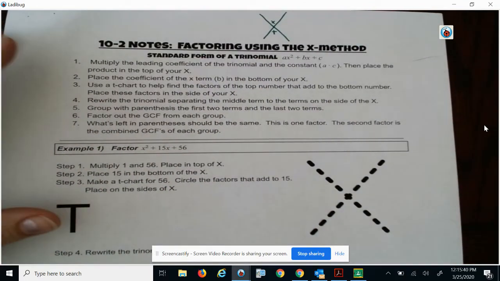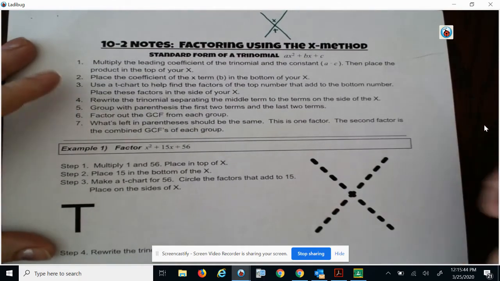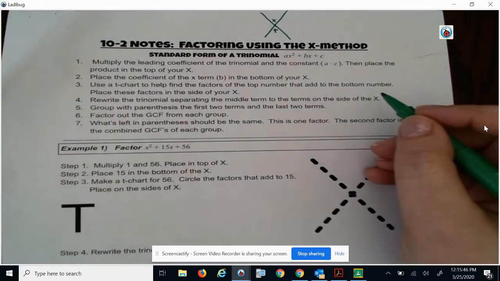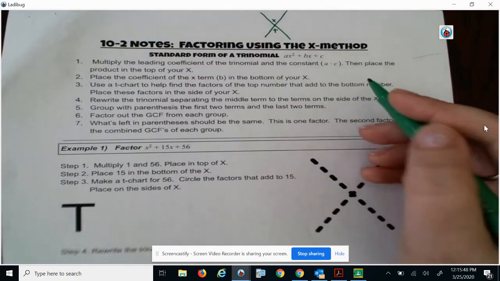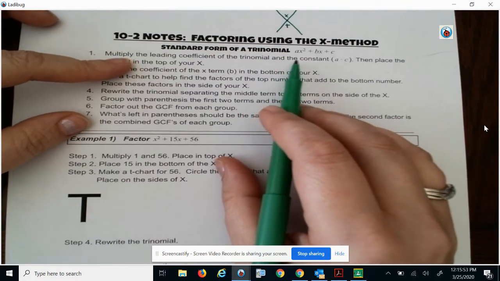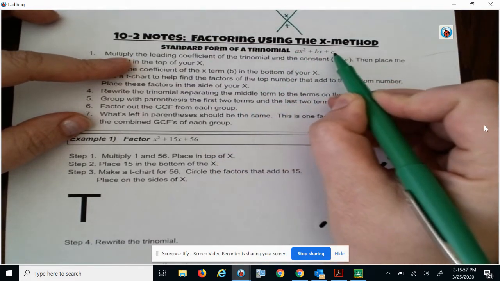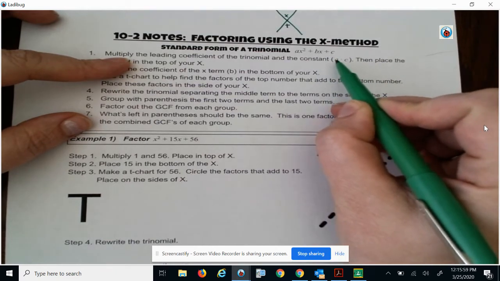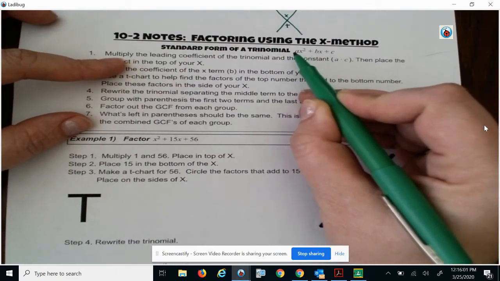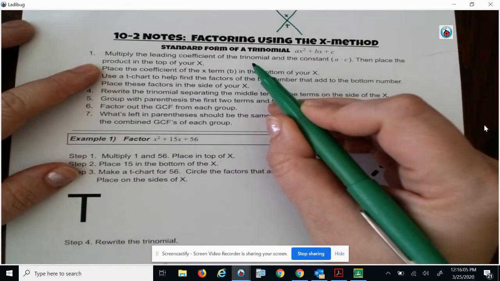Okay, so first, there's lots of steps, but we'll get lots of practice doing it, so it won't be too hard going. So we're going to multiply the leading coefficient of the trinomial and the constant. So our leading coefficient is that a times the c. So those are really numbers, right? We're just multiplying the first number and the last number. And then we're going to place the product in the top of your x.